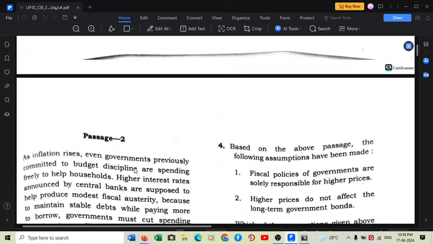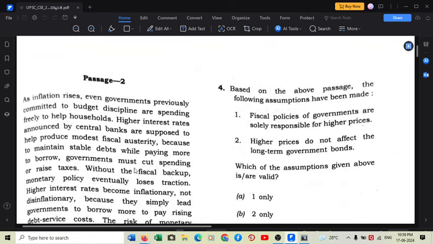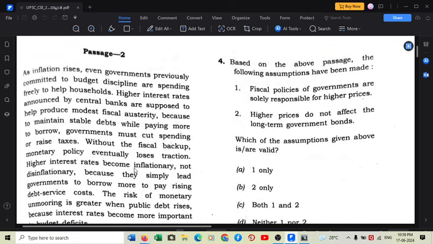Now coming to the second question from the passage. Based on the above passage, the following assumptions have been made. UPSC has this tendency of asking questions more on inferences, logical, rational inference. Definitely we'll see more of those questions. UPSC asks questions on the crux of the passage, on the central idea of the passage, and now we are looking at assumptions. Assumption number 1: fiscal policies of the governments are solely responsible for higher prices. Okay, this is again wrong.